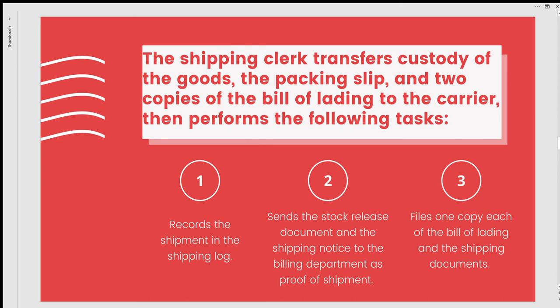After ma-transfer of custody to the carrier, yung shipping clerk will record the shipment into the shipping log, then sends the stock release document and the shipping notice to the billing department as proof of shipment. And lastly, files one copy each of the bill of lading and the shipping document.